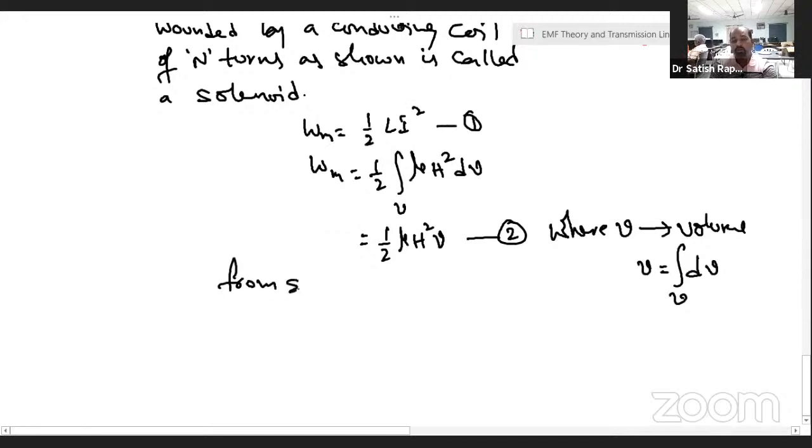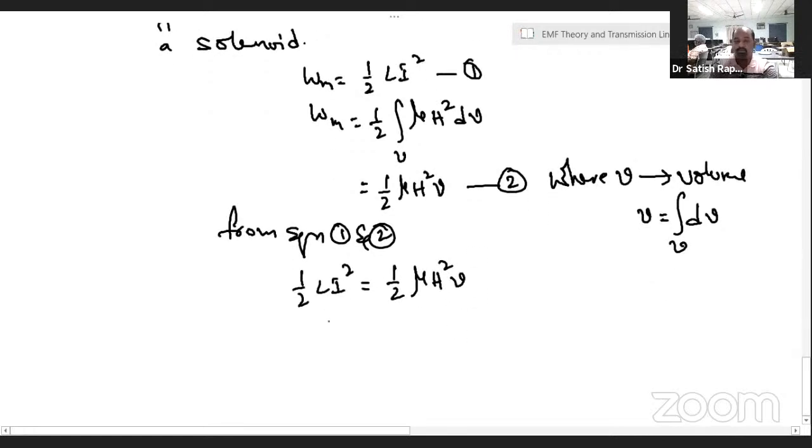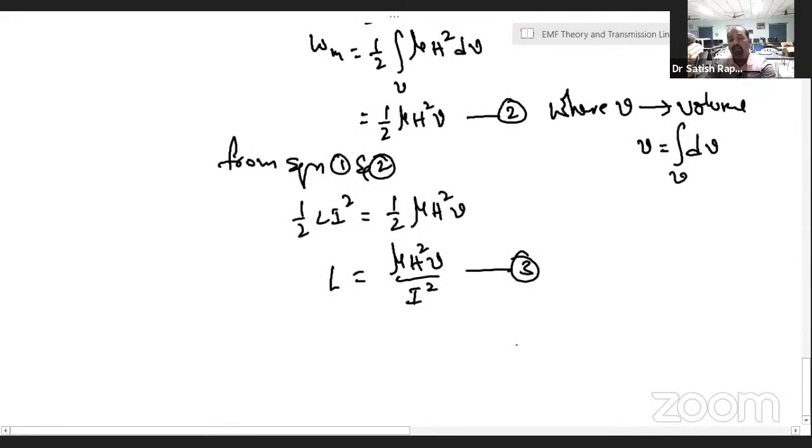So from equations 1 and 2, we have half L i square is equal to half mu H square V, and therefore L is equal to mu H square V by i square. Let us say this is equation 3. So this is the inductance, and now we need to determine H.